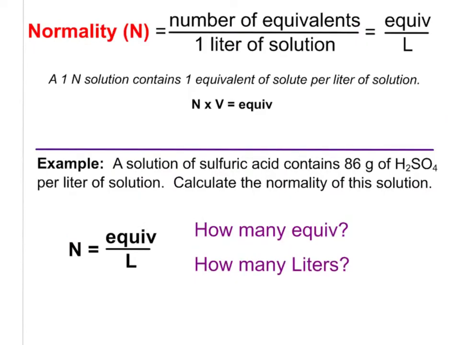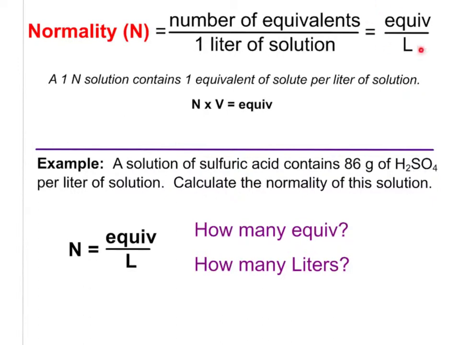Normality in chemistry is represented by a capital N, and it's equal to the number of equivalents per 1 liter of solution. So you could think of it as equivalents per liter. That is what normality is, the definition of it. So a 1 normal solution contains 1 equivalent of solute per liter of solution.